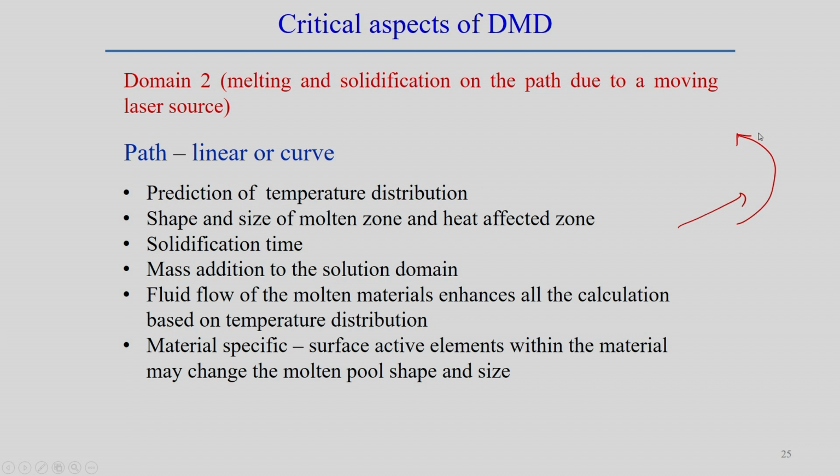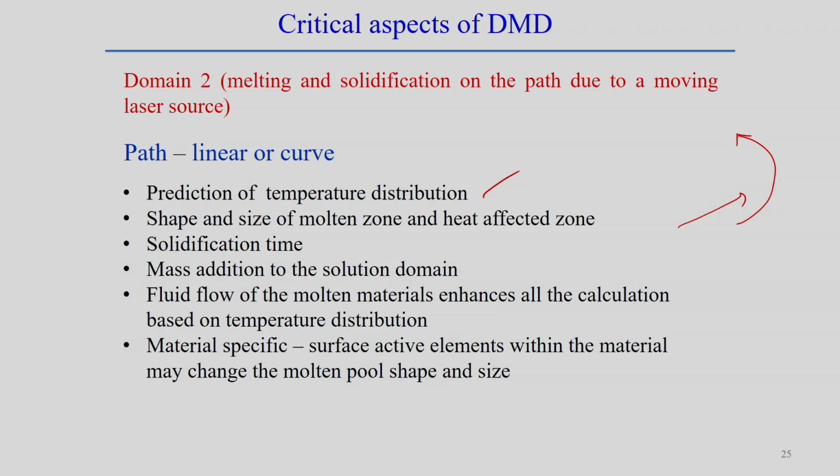Based on that, prediction of the temperature distribution is important in any kind of modeling approach. The shape and size of the molten zone as well as the heat affected zone are also necessary to predict, and of course the solidification time, such that we can decide the gap between the successive layers based on the solidification time. Of course, there is mass addition to the solution domain, because within domain 2, where we are trying to analyze the temperature distribution, powder is continuously being added. Therefore, mass is adding to this domain, and we need to incorporate that effect.